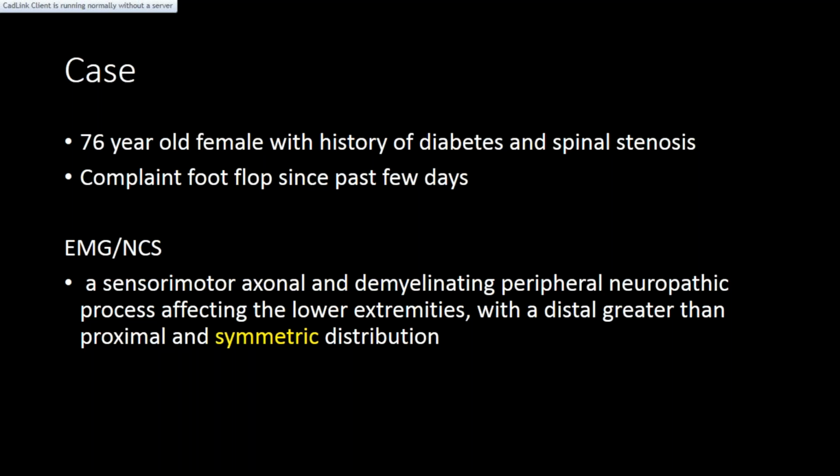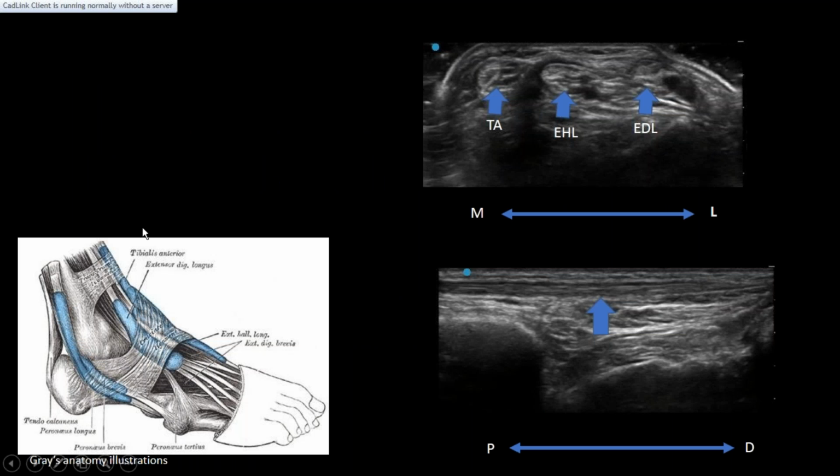So doing the electrophysiological studies, we found there is peripheral neuropathy, but it is symmetrical. It's symmetrical in both extremities, so there is nothing in the EMG studies that can explain her foot flop. Because she has foot flop, she definitely has weakness of the dorsiflexors of the foot. So let's look at the dorsiflexors of the foot.